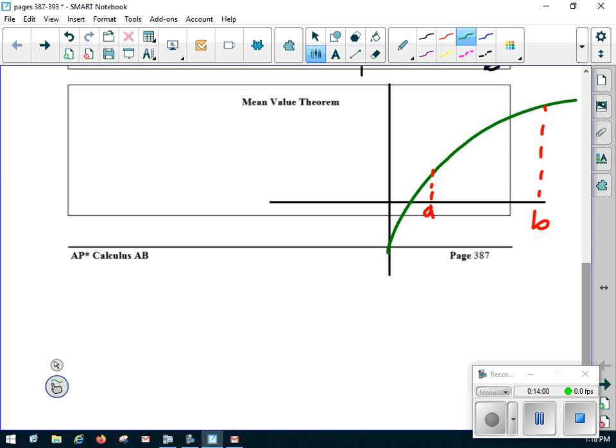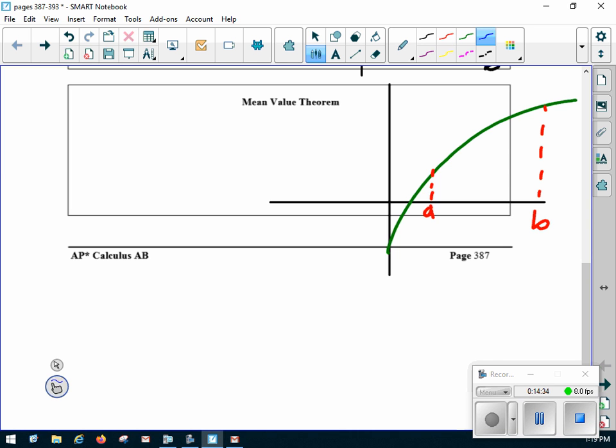Mean value theorem says if the function is both continuous on the closed interval and differentiable on the open interval, how can you look at this and say, I know this function is differentiable? It's continuous. It's not undefined anywhere. There are no pointy places, no cusps. I never have to raise my pencil, and that's the continuous part. I could draw a tangent line at any point between A and B, couldn't I? Yeah, so this function is differentiable.